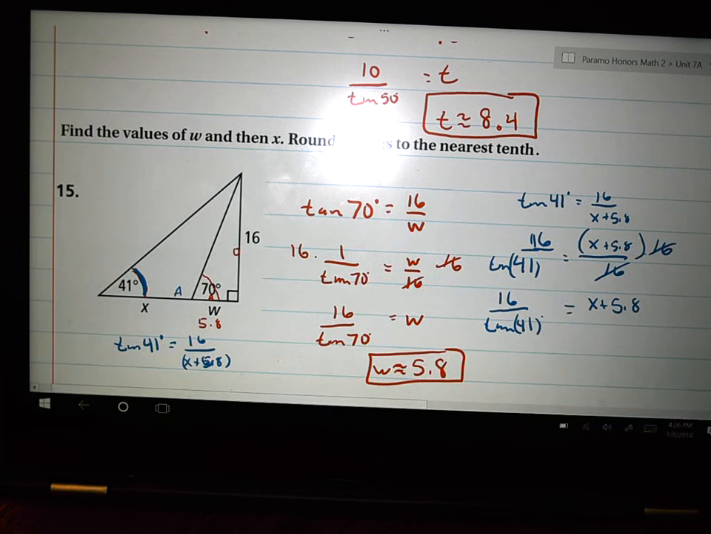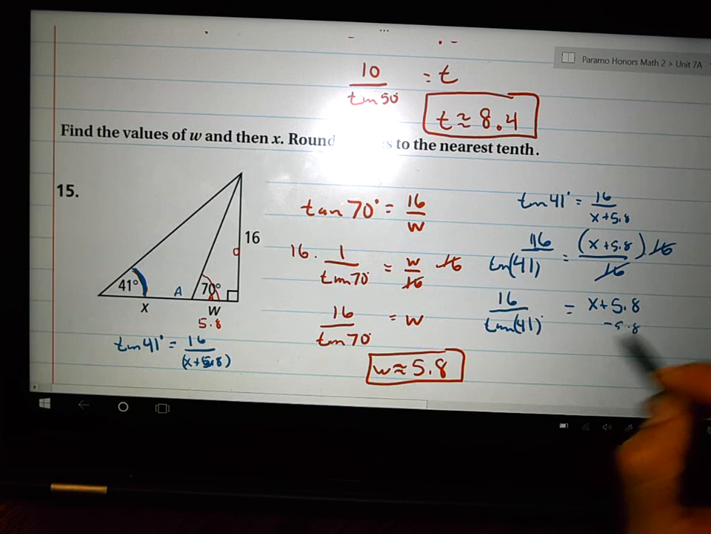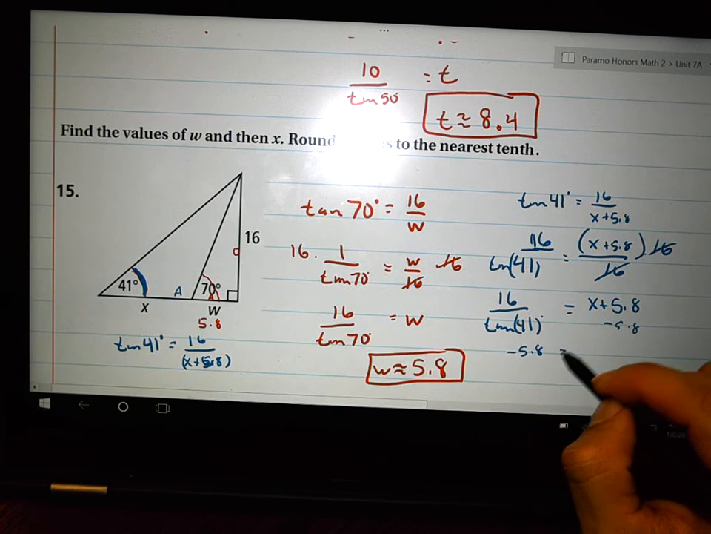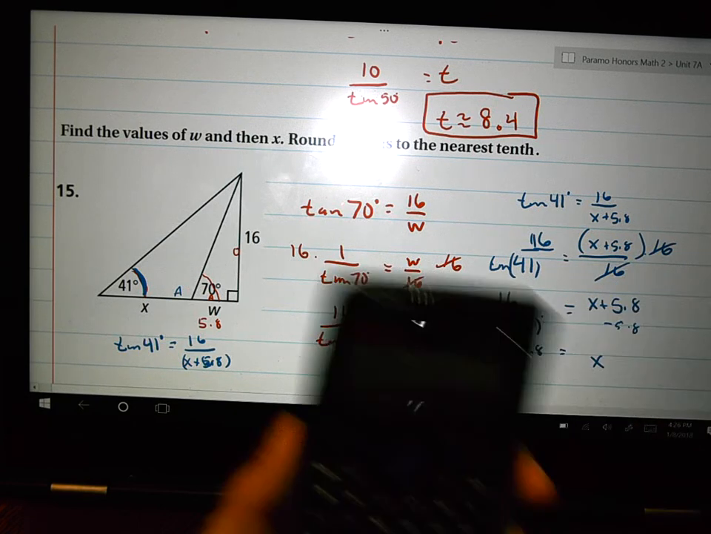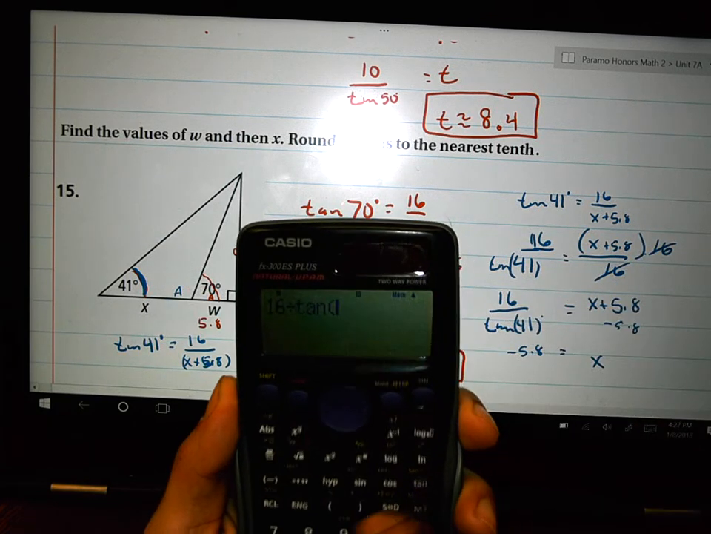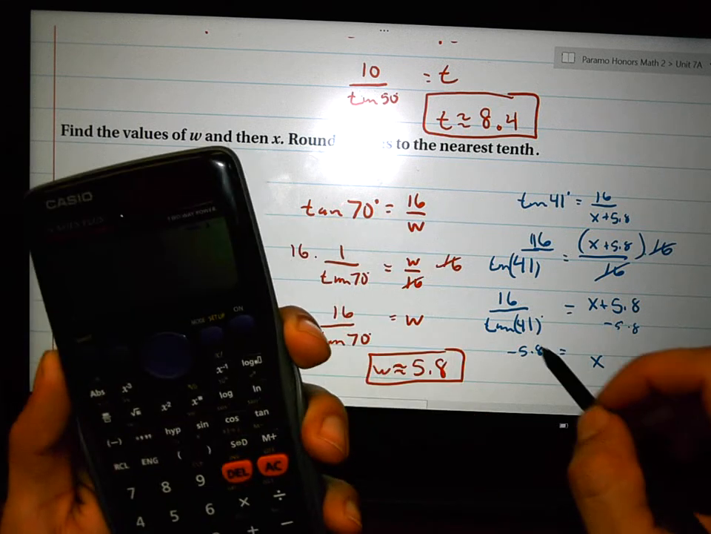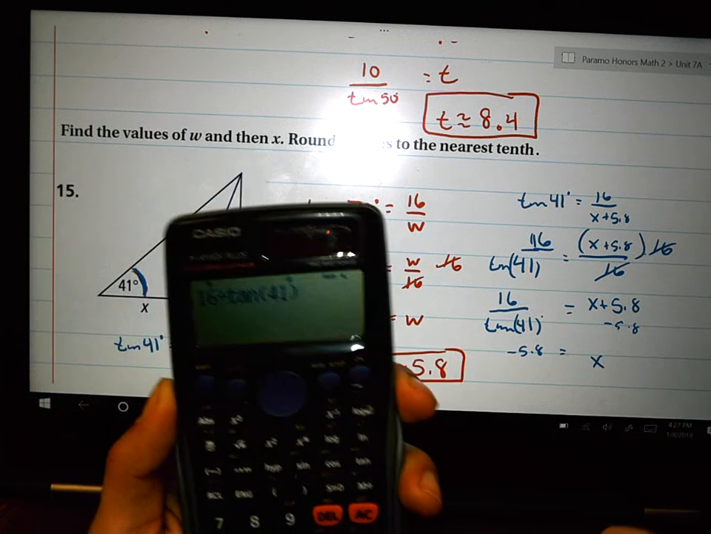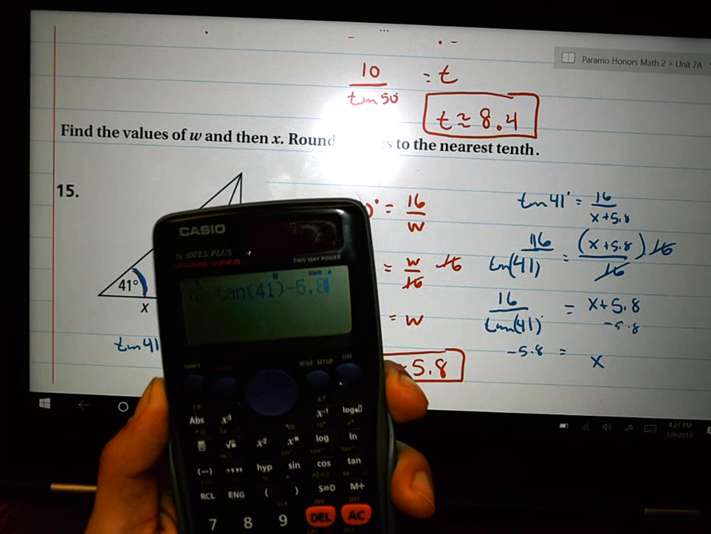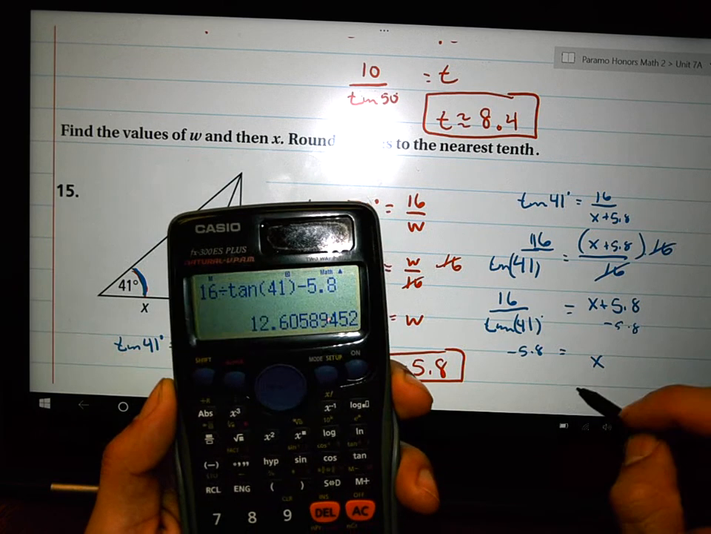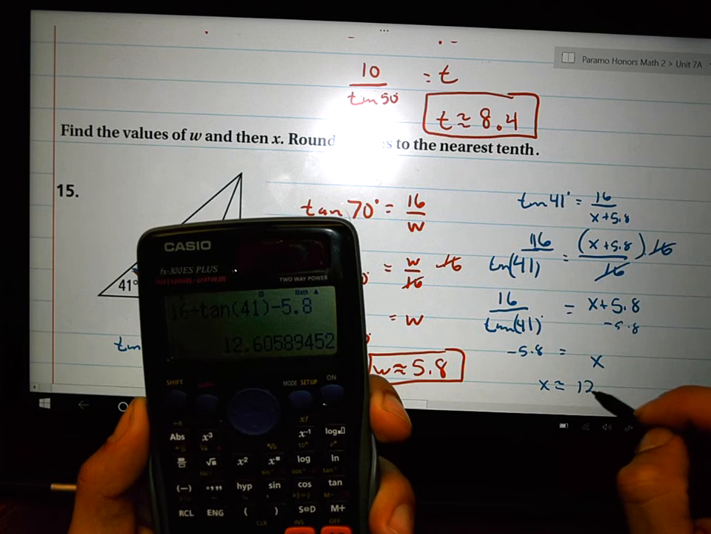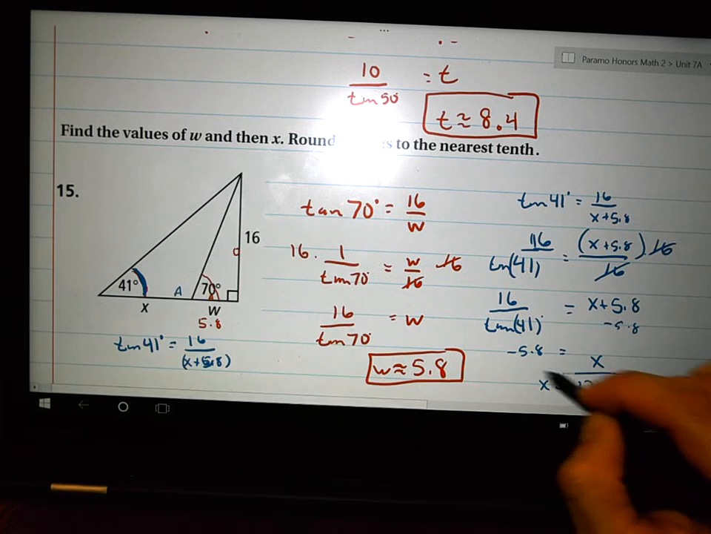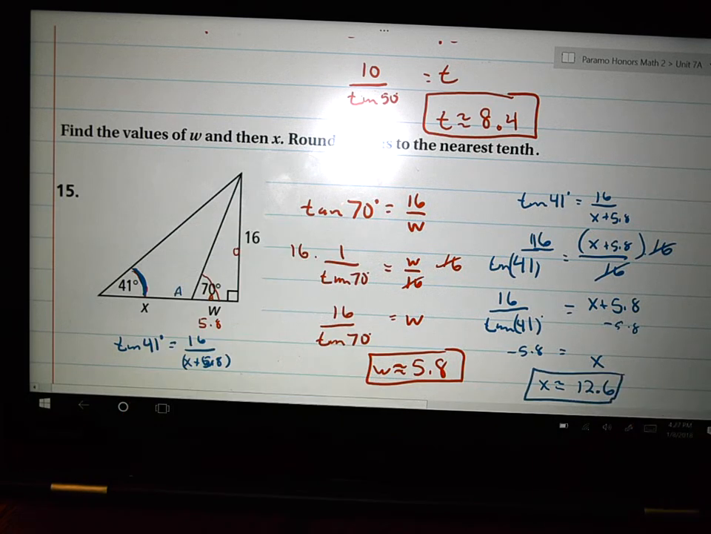If I subtract 5.8 from this, I'll get out what x is equal to. So this is a funky one. But I'm going to type in 16 divided by tangent of 41, minus 5.8. And I'm getting that x is about 12.6. You can double check my math there, but I'm pretty sure I'm right.